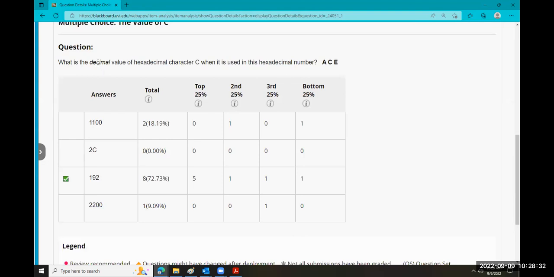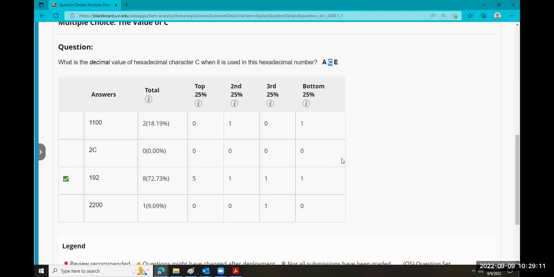So what is the decimal value of the hexadecimal character C when it is used in this hexadecimal number? So what we're saying is that the C appears in the second place for hexadecimal. This is the ones place. This is the 16s place, and this is the 256 place. So how do we get that? 16 to the 0 is what? 1. Anything to the 0 is what? 1. Okay. No matter what the number system.